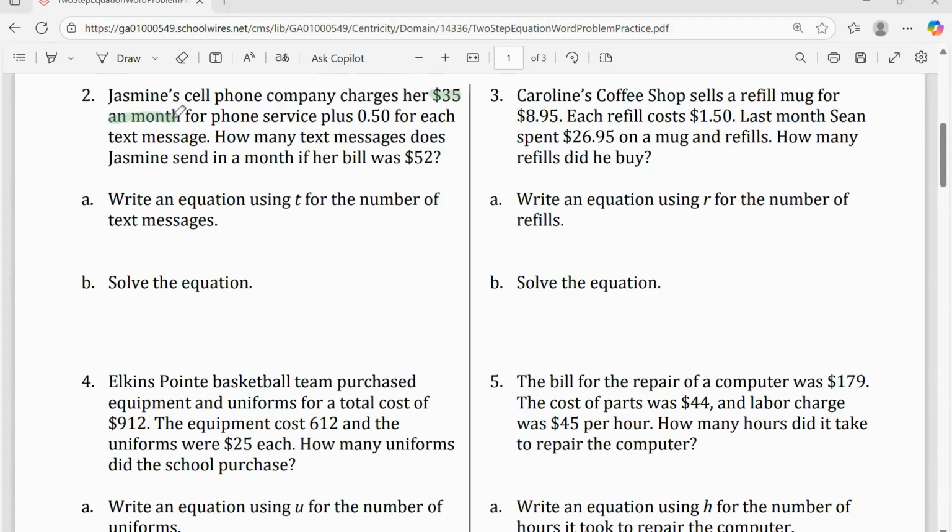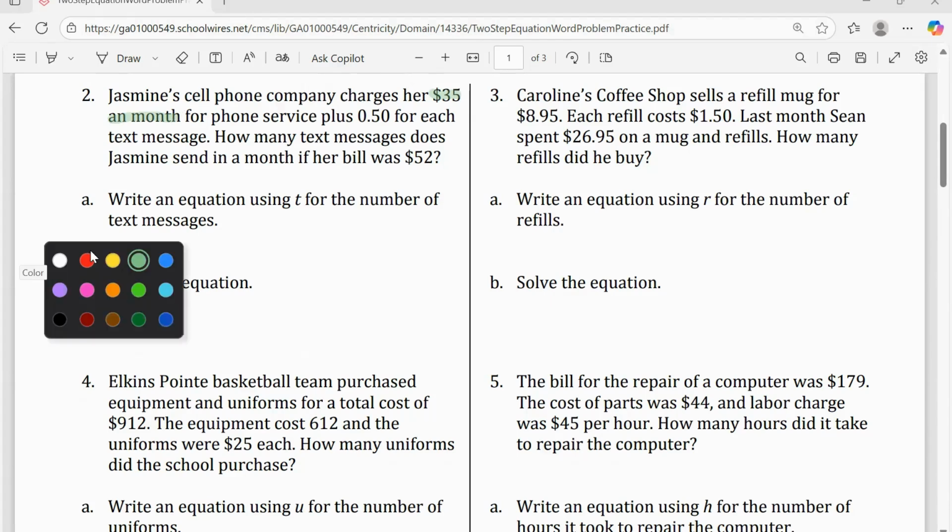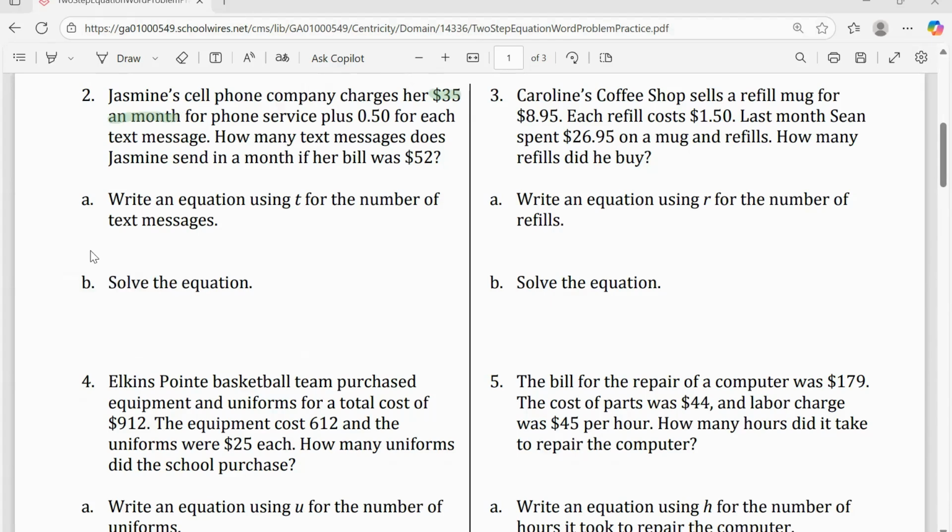Okay, now let's identify our dependent variable. Remember, what are some of those words that we're looking for to find our dependent variable? Per, we have each. So when it says 50 cents for each text message, that lets us know that that's our dependent variable. Last but not least, our total. When it says if her bill was $52, a lot of times when we're dealing with our total, it will use is, are, was, equals. All right, so we found those three things.